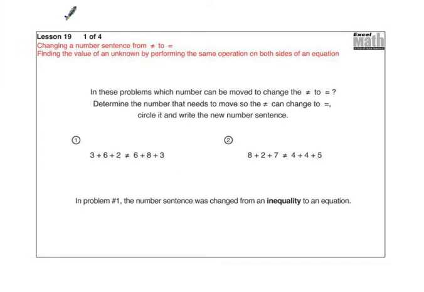Here we go with 5th grade Excel, lesson 19. Change a number sentence from not equal to equal and find the value of an unknown by performing the same operation on both sides of an equation.